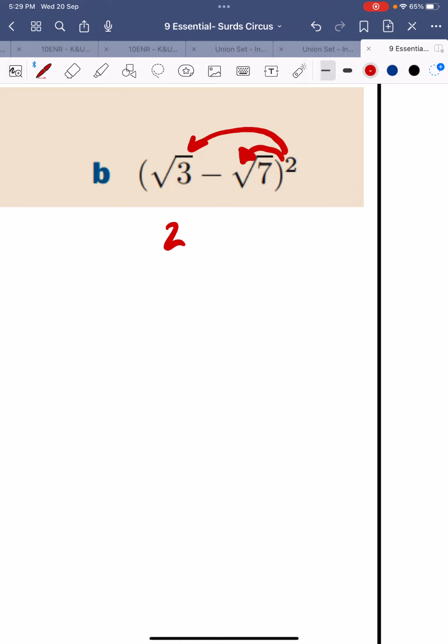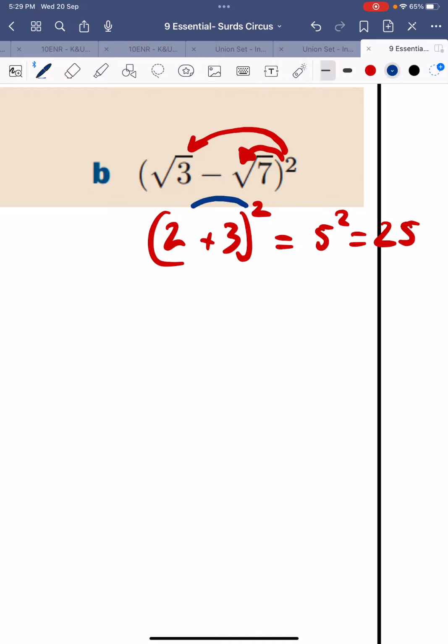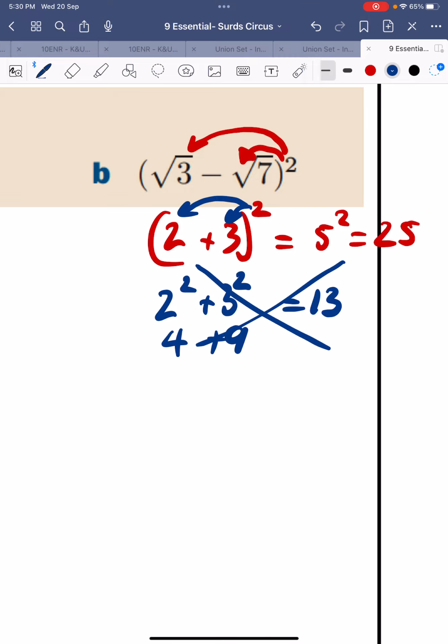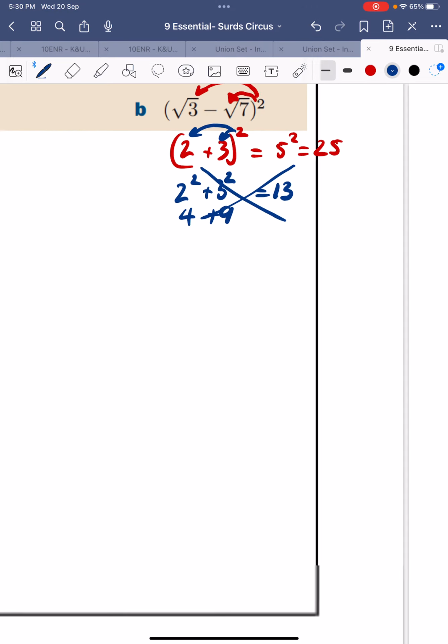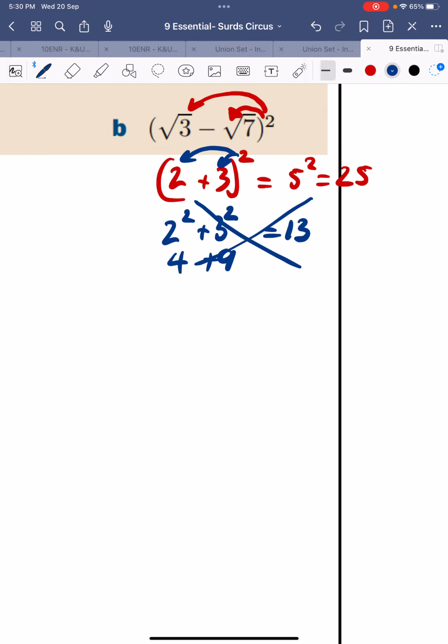To realise, what if we had 2 plus 3 squared, right? We know the answer is 5 squared is 25, but look what happens when you distribute the power of 2 over both of the terms inside. 2 squared plus 3 squared. Can you see that's 4 plus 9 equals 13, right? So something's definitely gone wrong when we do that technique. So it's not a valid technique, and we will show you the correct way.